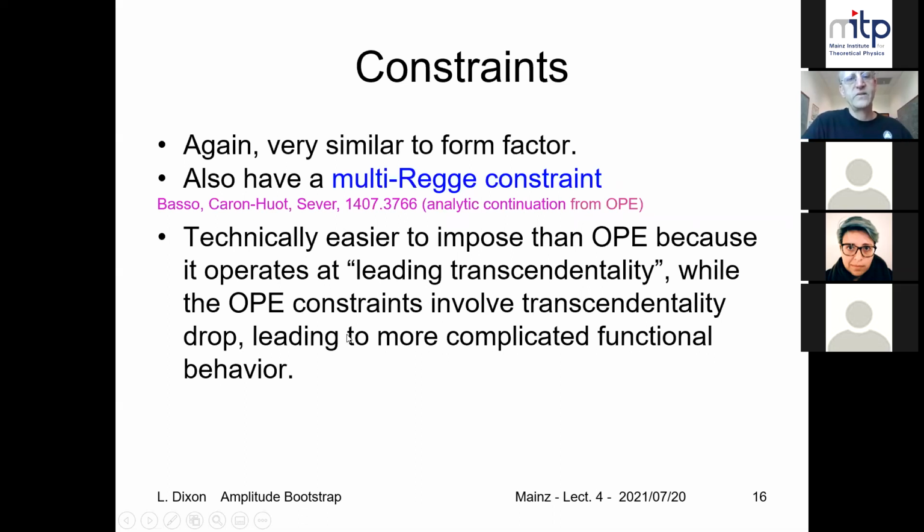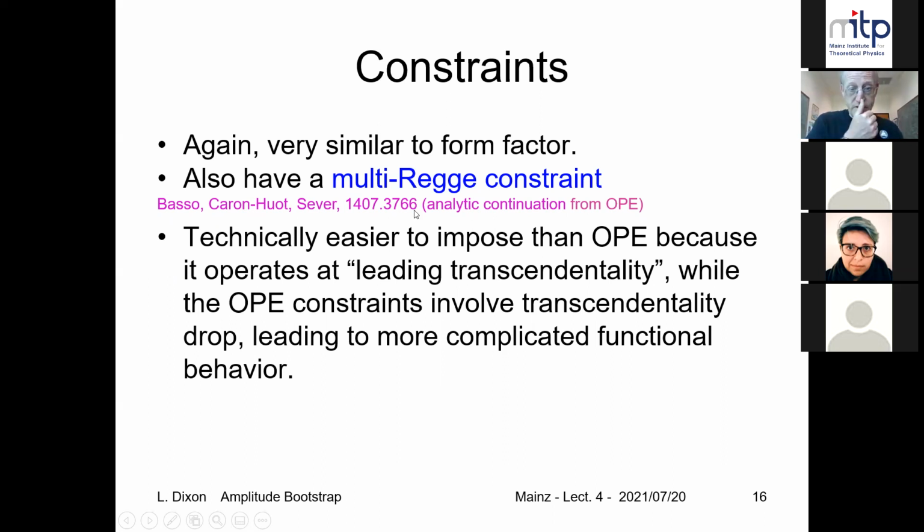Now let's talk about constraints. At least for the MHV case, the constraints are very similar to the form factor that we just discussed. There's a total dihedral symmetry. There's a well understood collinear limit. There are various discontinuity constraints. And in addition, there's a multi-Regge constraint. And that was worked out in steps by various groups, but to all orders by Basso, Caron-Huot, and Sever as an analytic continuation from the flux tube OPE picture.